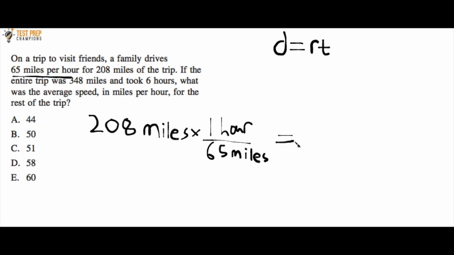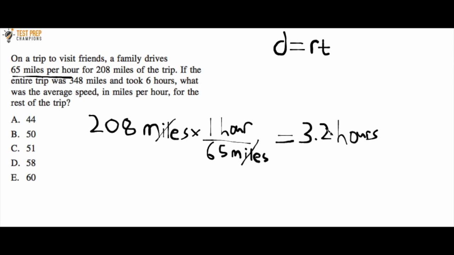Another way to put that would be I'm going to do 208 divided by 65. And that's going to give me 3.2 hours. Basically, see how the units cancel out? The miles cancel out here. And when I do 208 divided by 65, I'm left with 3.2 hours here.